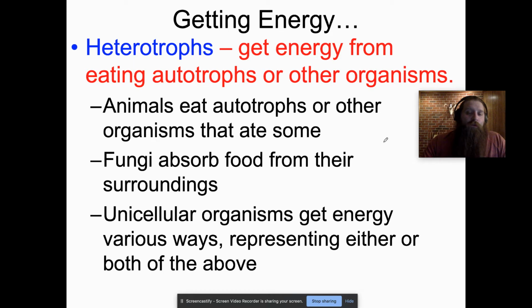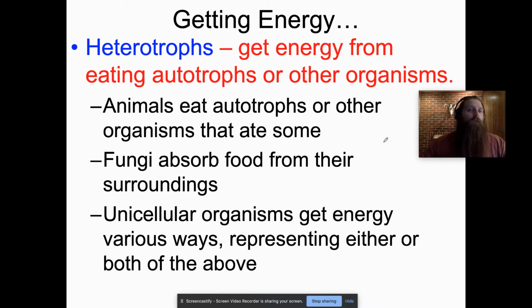There are also organisms like fungus. Fungus absorb food from their surroundings using a pretty complicated root system. There are unicellular organisms. Uni means one, so unicellular is a single-celled organism. They can either eat other organisms like amoebas do. They may also generate some of their own food like euglena using photosynthesis. So they could be an autotroph. Some organisms do both. They can both eat something that's around them or they may be able to generate their own food.